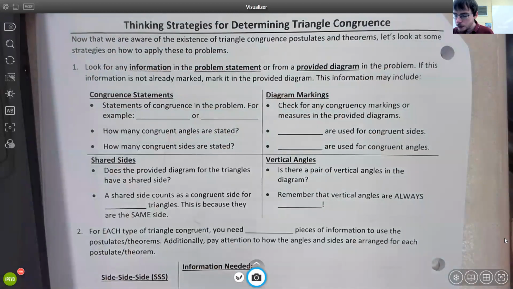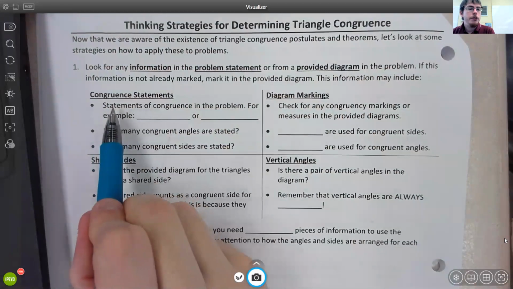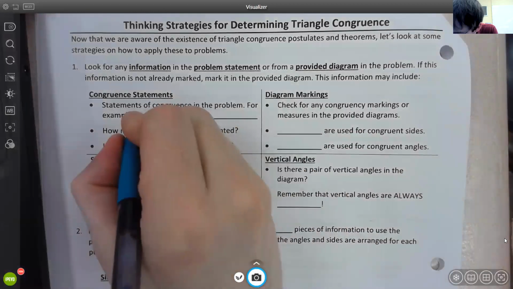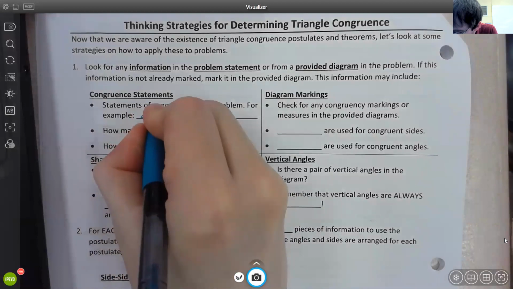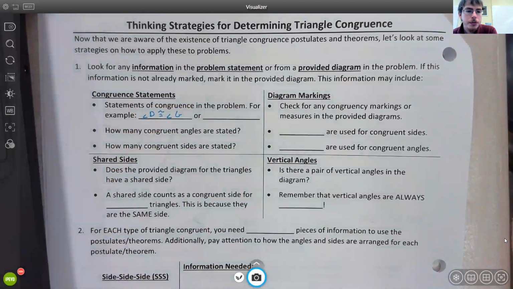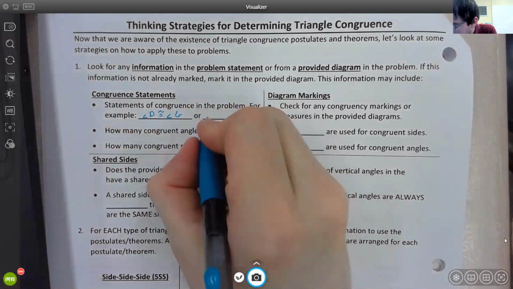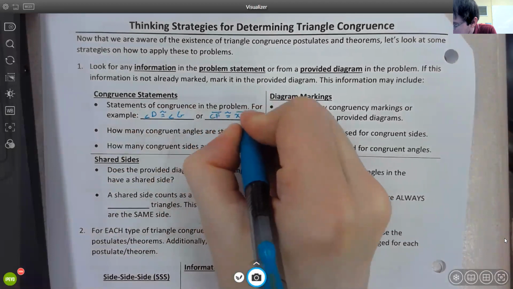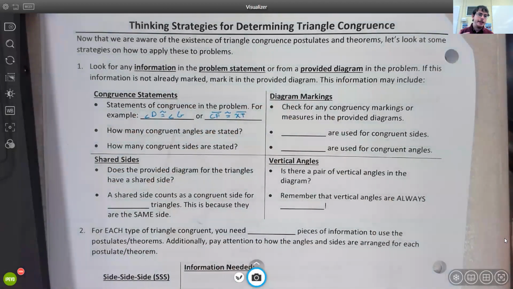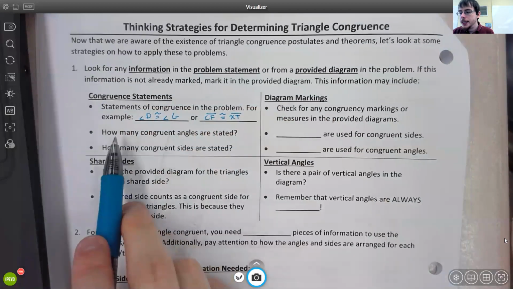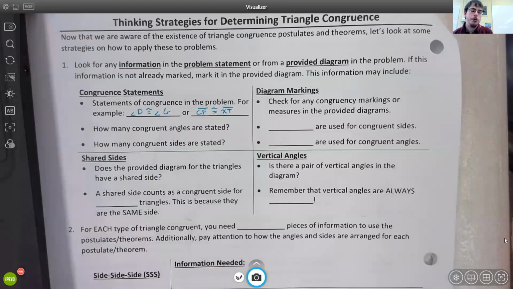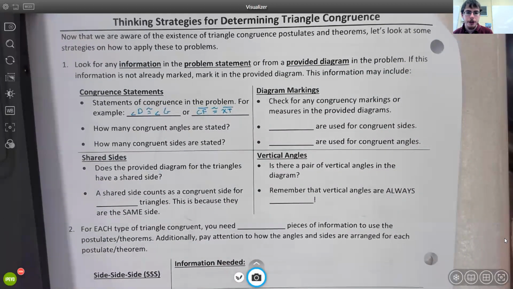So the first thing is congruent statements. So we're looking for statements of congruence in the problem. For example, you might be given something like angle D is congruent to angle G, or you might have CF is congruent to XT. So you may be given a side or angle that are congruent, okay? Then note how many congruent angles are stated, how many congruent sides are stated, and you would mark those appropriately on a diagram that you would be given.